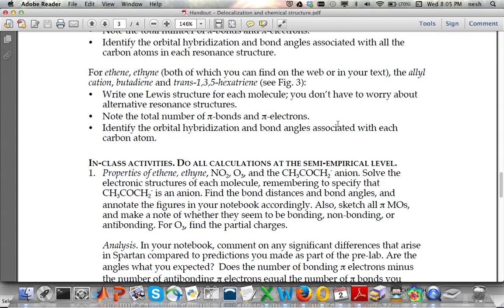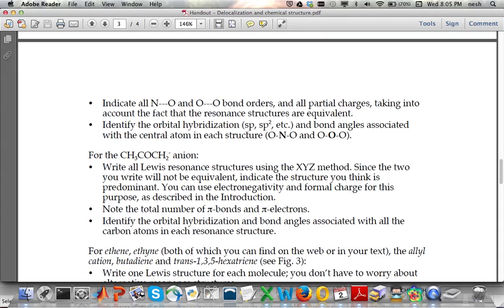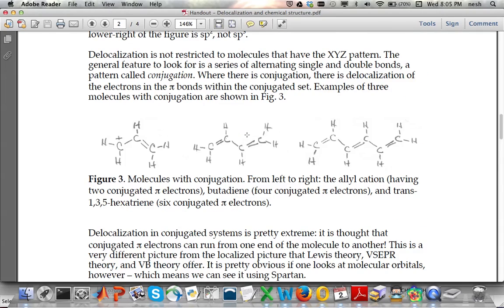Let's see, what else did I ask you to do on these? Well, there's the Lewis structures on those that I just mentioned, total number of pi bonds and pi electrons, and orbital hybridization and bond angles. Let me just take you through one of those. For butadiene, I'm looking at one. There's a pi bond. There's another pi bond. So there are 2 pi bonds. That means 4 pi electrons.